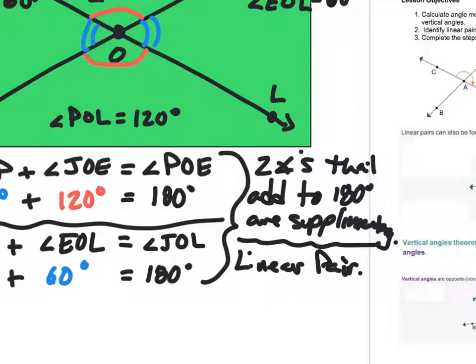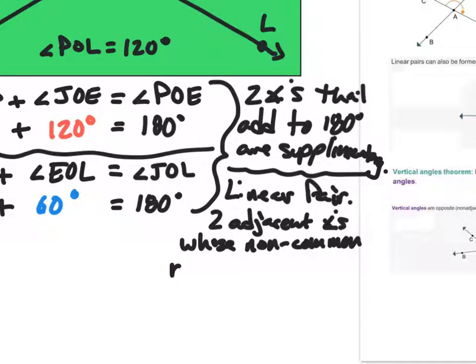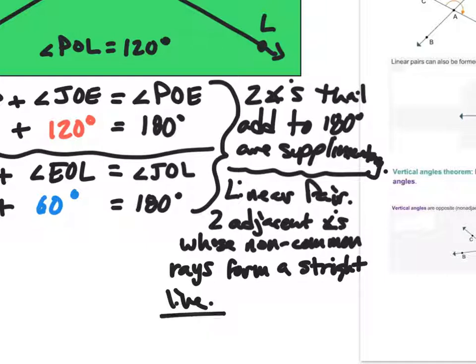And a linear pair means you have two adjacent angles whose non-common rays form a straight line. Hence the name linear pair. So linear pair, the root word is line. Those are two adjacent angles whose non-common rays form a straight line.